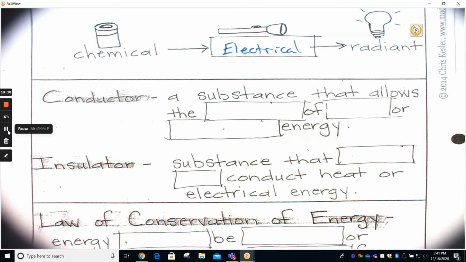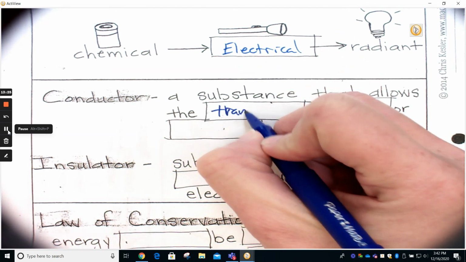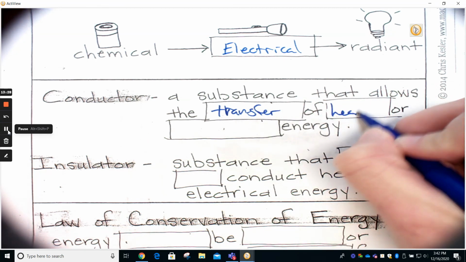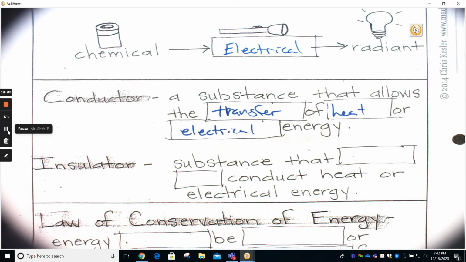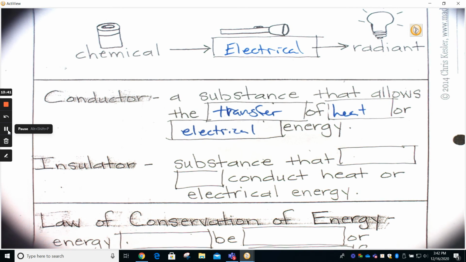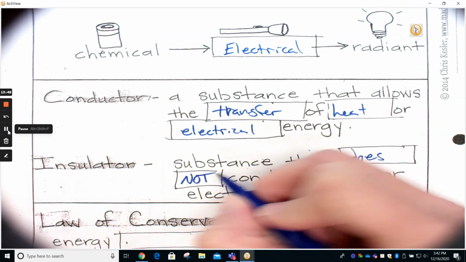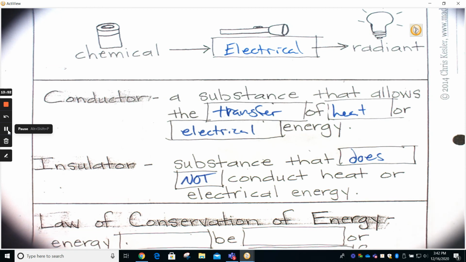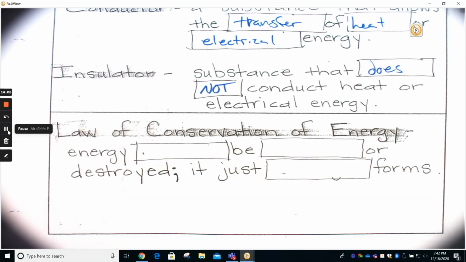Next, we're going to talk about a conductor and an insulator. So a conductor is a substance that allows the transfer of heat or electricity, electrical energy, okay? So a substance that allows the transfer of heat or electrical energy. An insulator is the opposite of that. So that is a substance that does not conduct heat or electrical energy. So that's just 2 opposites right there. We've already had these words, I think, a couple months back whenever we talked about metals, nonmetals, metalloids, conductor and insulator. Last but not least is the law of conservation of energy.